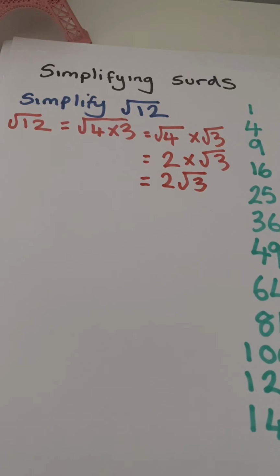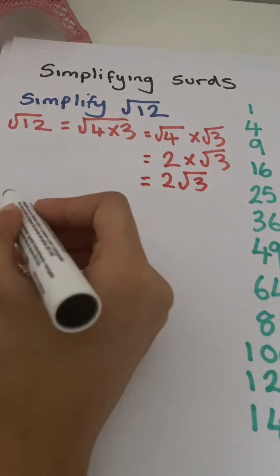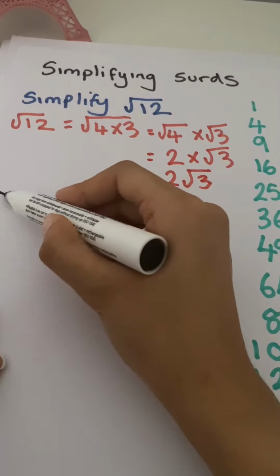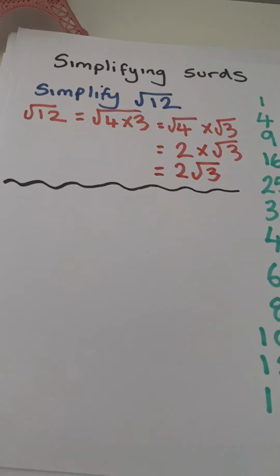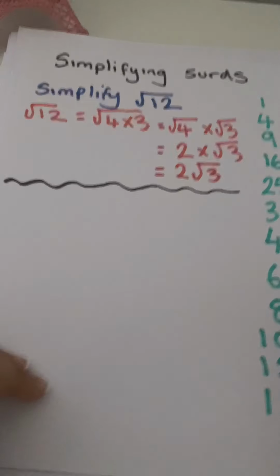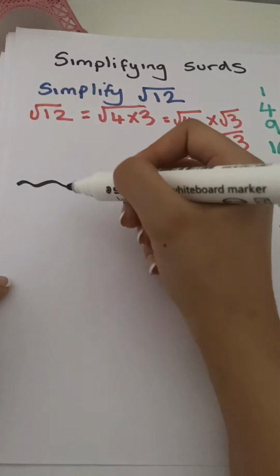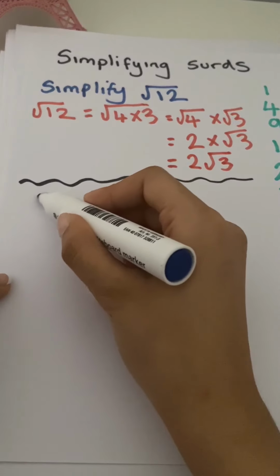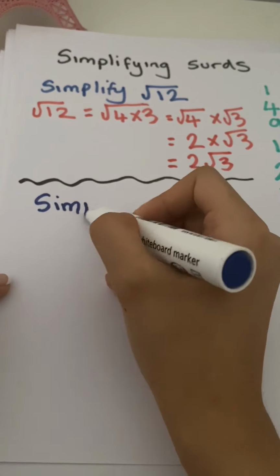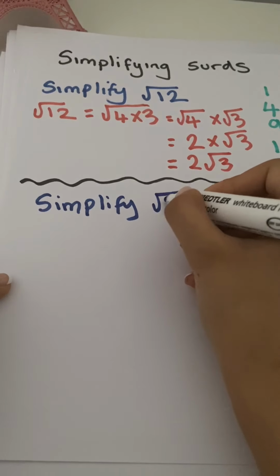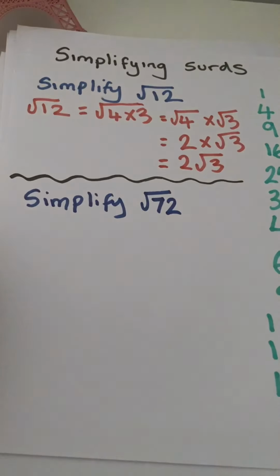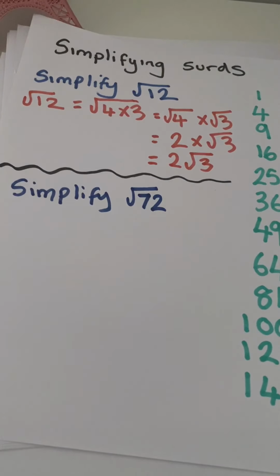That is example 1. Now let's look at another example. Let's simplify the square root of 72. So I want you to write down this example and be prepared to make notes. So we want to simplify the square root of 72.